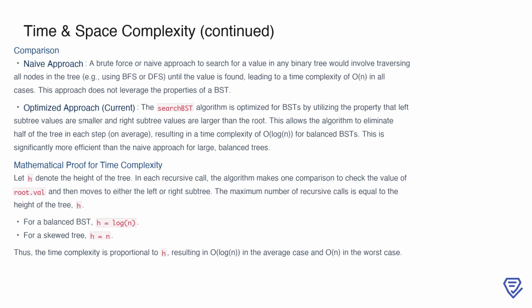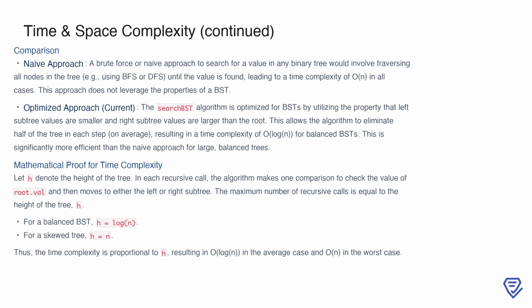Comparing this optimized approach to a naive one highlights its efficiency. A brute force search in a binary tree, such as using BFS or DFS, would involve traversing all nodes without leveraging the properties of a binary search tree. This results in a time complexity of O(n) in all cases.